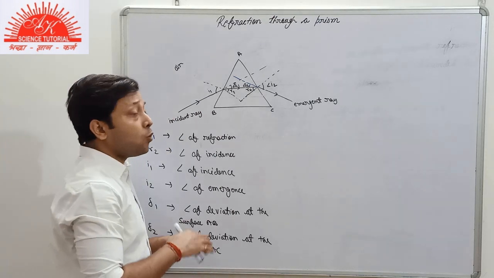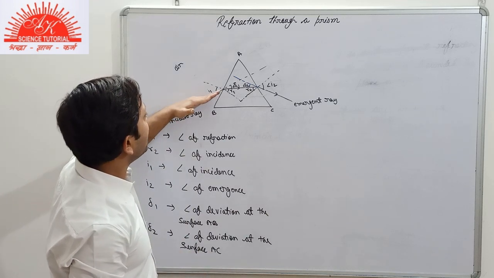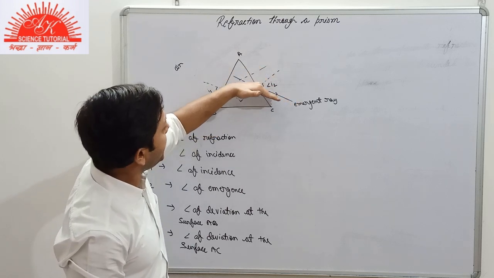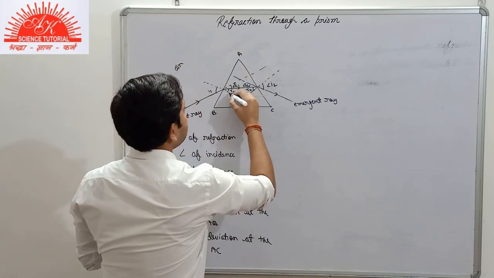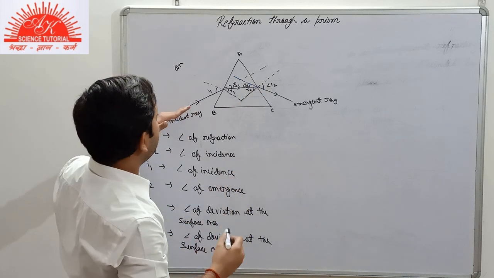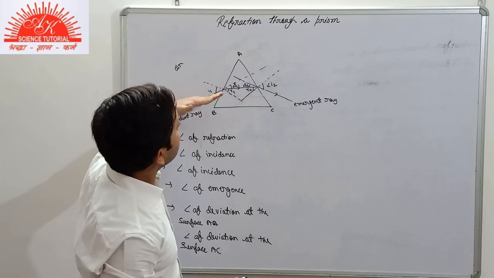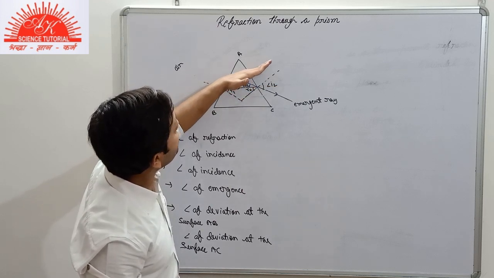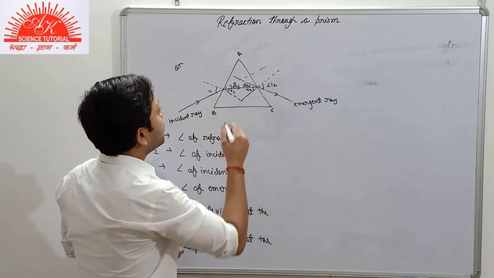Now we can conclude the overall angle of deviation. What is it? The light ray was traveling along this direction, so this is the direction of the incident ray. And if we produce the emergent ray in the backward direction, what do we conclude here? This is the direction of the incident ray, but the emergent ray is not along this direction. In fact, the emergent ray deviates. The light ray deviates from its original direction by this much angle and comes along this path, along this direction.